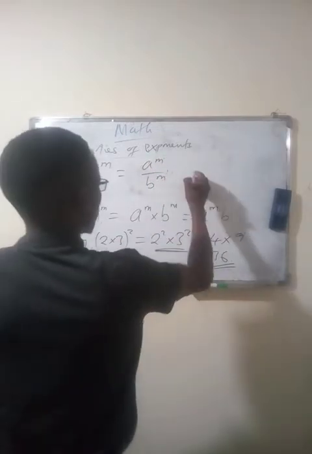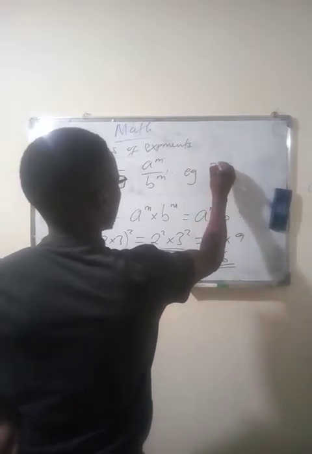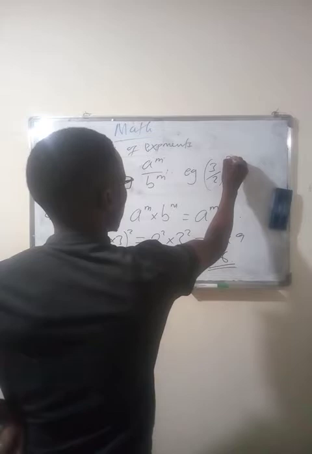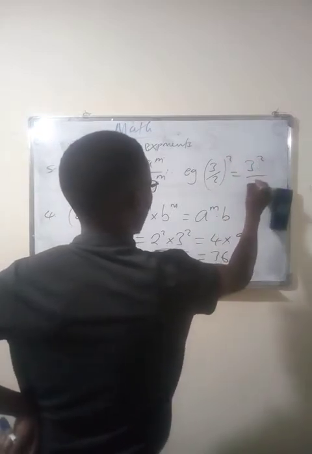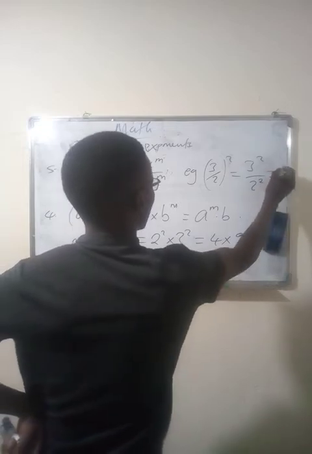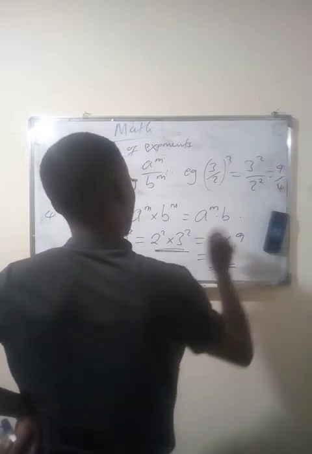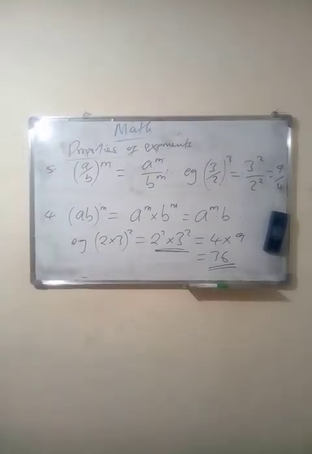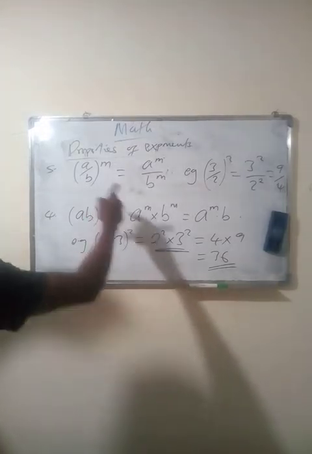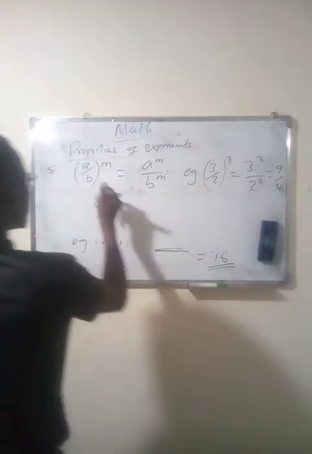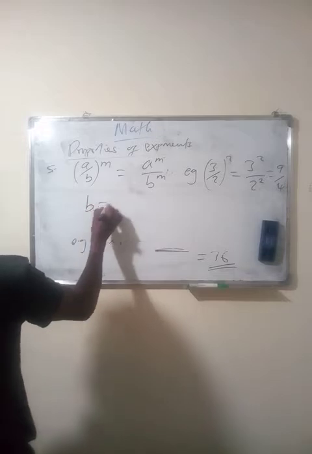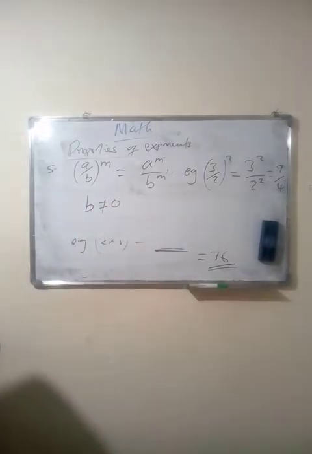So an example is, if we have 3 divided by 2 to the power 2, this is going to be 3 to the power 2 divided by 2 to the power 2, right? Which is going to be equal to 9, obviously, over 4. So these are some of the important properties that we need to consider. Now, all these properties, by the way, like in this case, this property here, this is where obviously B should not equal 0. That is one condition that we should have. B should never be equal to 0.